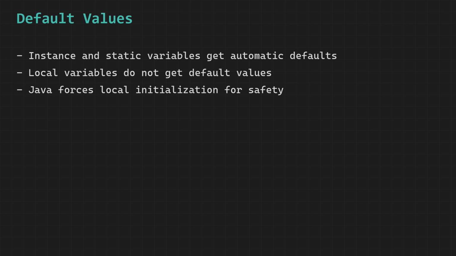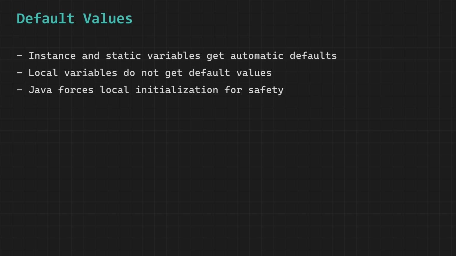However, this automatic defaulting does not apply to local variables declared inside methods. If you write int x inside a method and then try to print x, the Java compiler immediately catches this and gives a compile time error: variable x might not have been initialized.